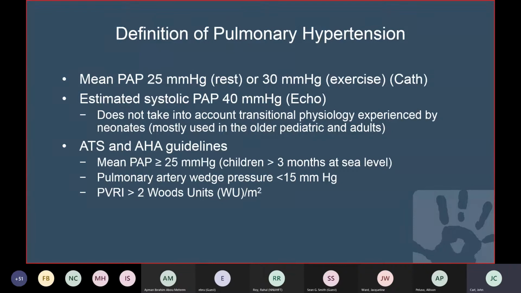And the ATS guidelines suggest that a mean PAP greater than 25 millimeters of mercury in children over 3 months at sea level is the primary definition of PH, with a pulmonary artery wedge pressure less than 15 and 2 Woods units or more being pulmonary hypertension.